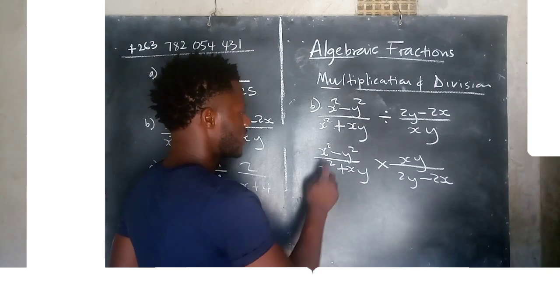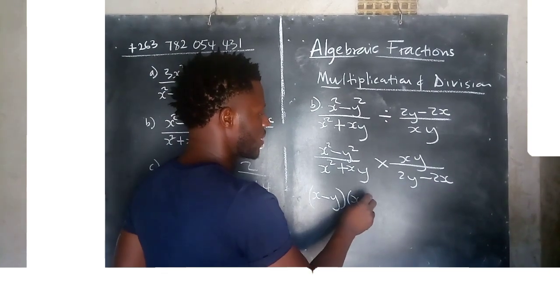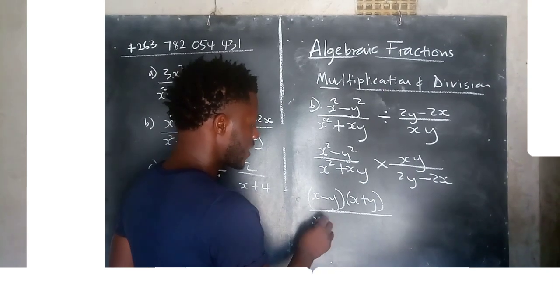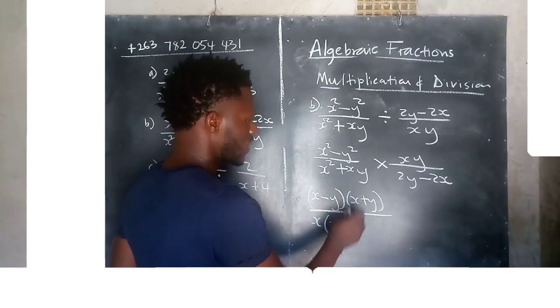The first one is the difference of two squares. So it's x minus y, x plus y. Over, in this case, the common factor is x. x into x squared, we have x. x into xy, we get y.